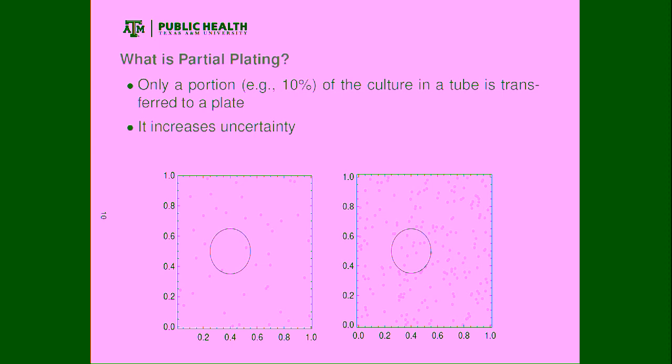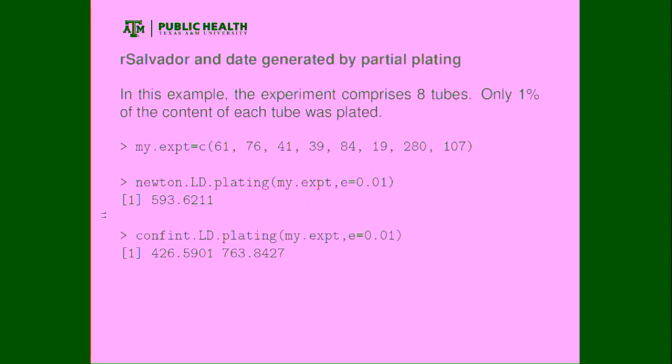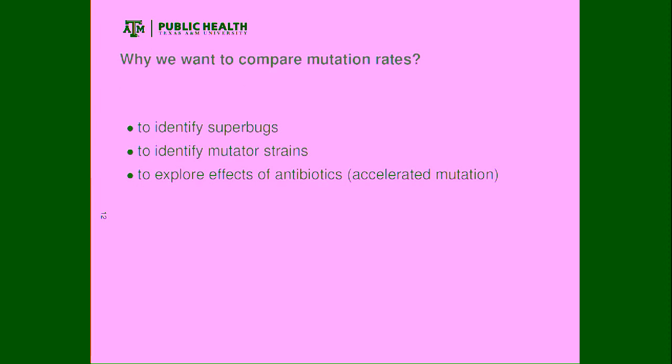Another problem we want to overcome is this. Sometimes there are too many mutants in each tube, so you have to take just a small portion from each tube. For example, if you take only 10%, the so-called plating efficiency is 0.10. If you can only take 1%, it increases uncertainty and makes life even more difficult. Here is one example where we take only 1% from each tube. Then in the Newton function here, I set e equals 0.01, which means I only take 1% from each tube. The second line gives a point estimate, and the next line gives a confidence interval.